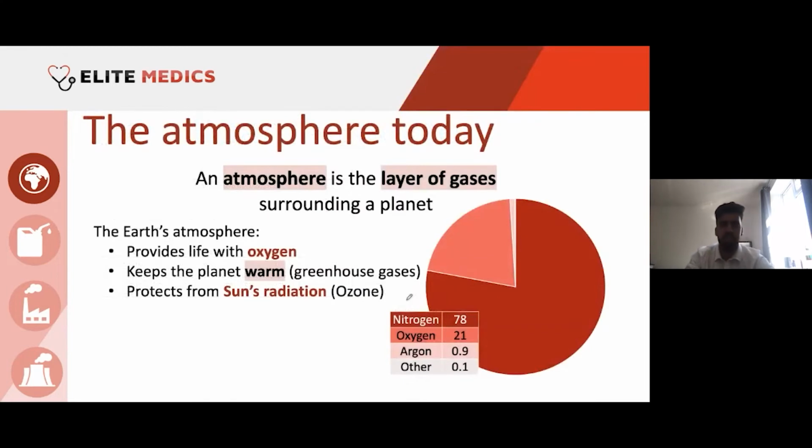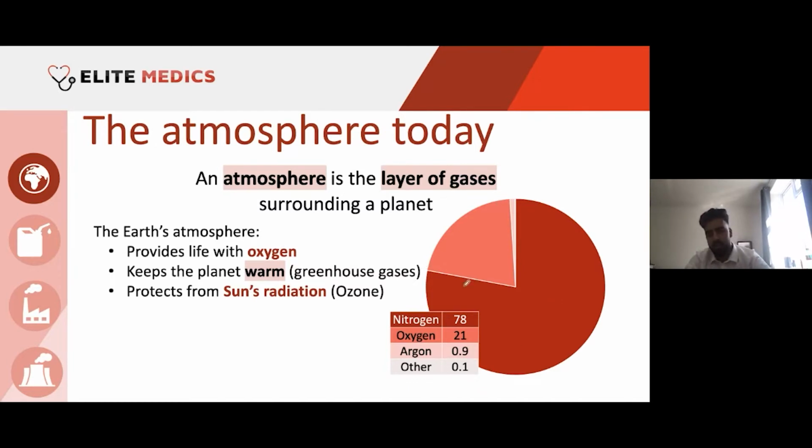So let's look at the Earth's atmosphere as we know it today. So firstly, what is an atmosphere? Atmosphere is the layer of gases that surrounds a planet. And our Earth's atmosphere provides life with oxygen. It helps to keep the planet warm due to our greenhouse gases, and it protects from the sun's radiation. And this is what we call our ozone layer. So the ozone layer absorbs UV light as it enters Earth from the sun. Okay, we'll talk about that in a minute.